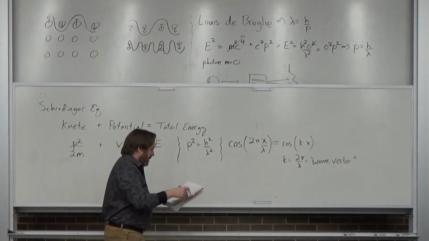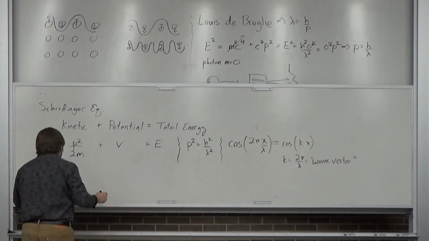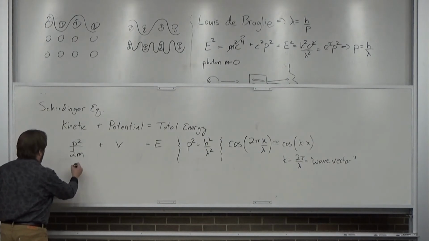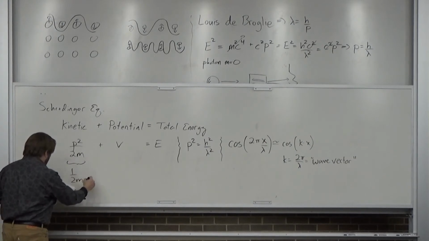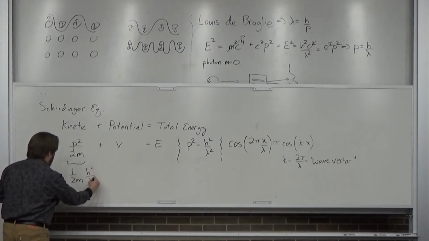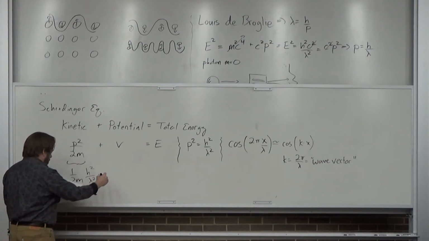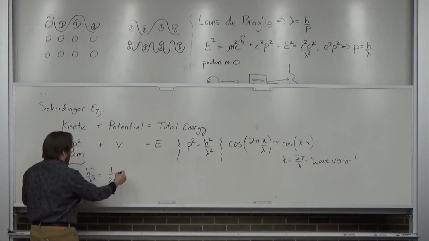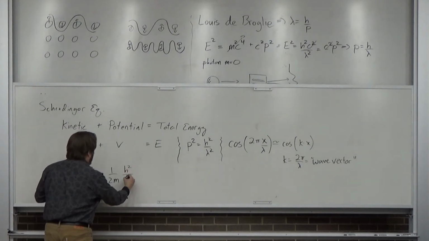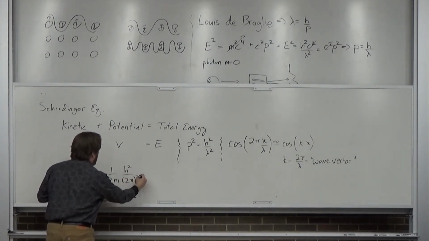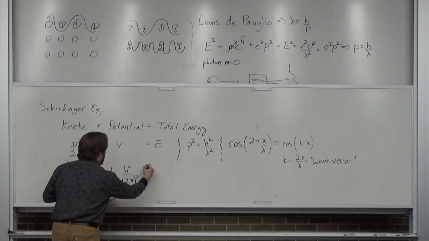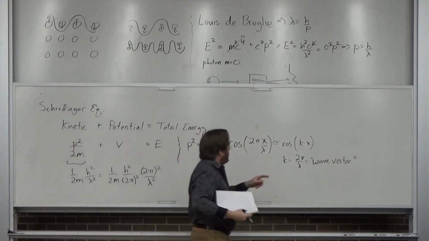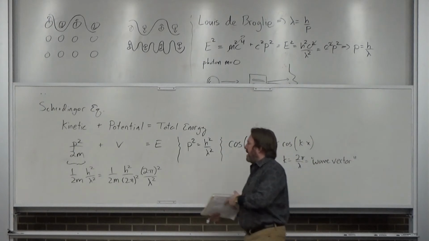All right, let me go ahead and do something with it. Okay, so p squared over 2m. Let me take out the 2m, and p squared is h squared over lambda squared. The 2m doesn't do anything. I'm going to take h squared and divide by 2 pi squared, then multiply by 2 pi squared, and then I've got lambda squared. Now look at that. k is 2 pi over lambda, so k squared is 2 pi squared over lambda squared.